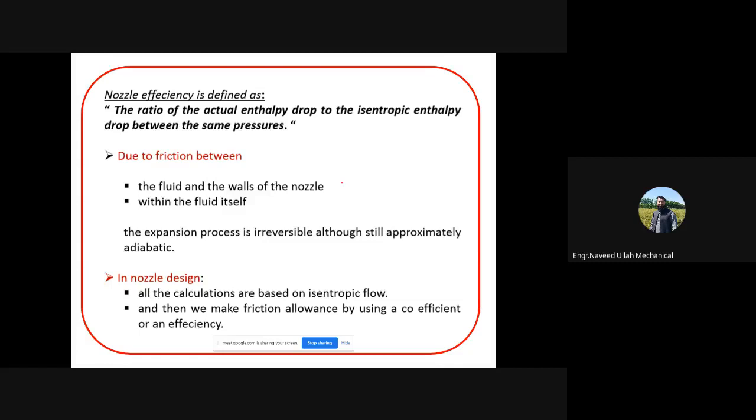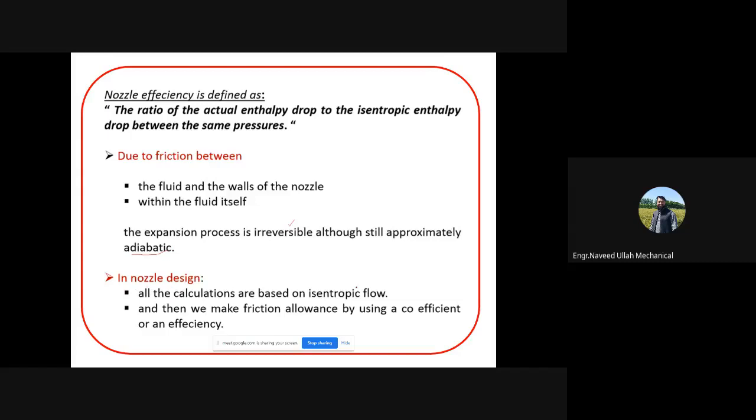And when there is this deviation from ideal to real and practical behavior, obviously there is an efficiency. And you know where this deviation takes place? In the nozzle. So that defines the nozzle efficiency. The expansion process is irreversible, although still approximately adiabatic. Okay, the process is irreversible. Adiabatic kya matlab hai ki this friction loss is very very small, so for that reason you can consider this as an adiabatic process. There is no heat gain or loss in the nozzle design.